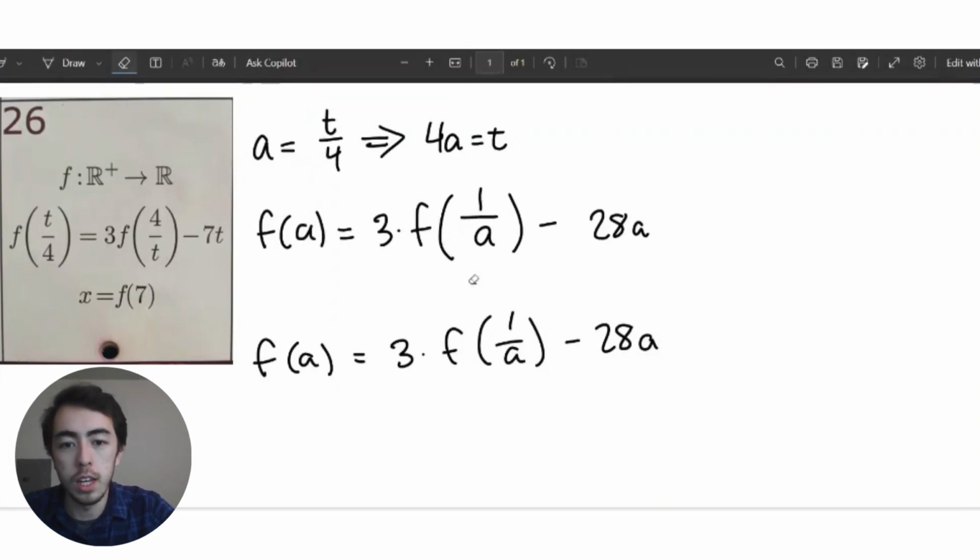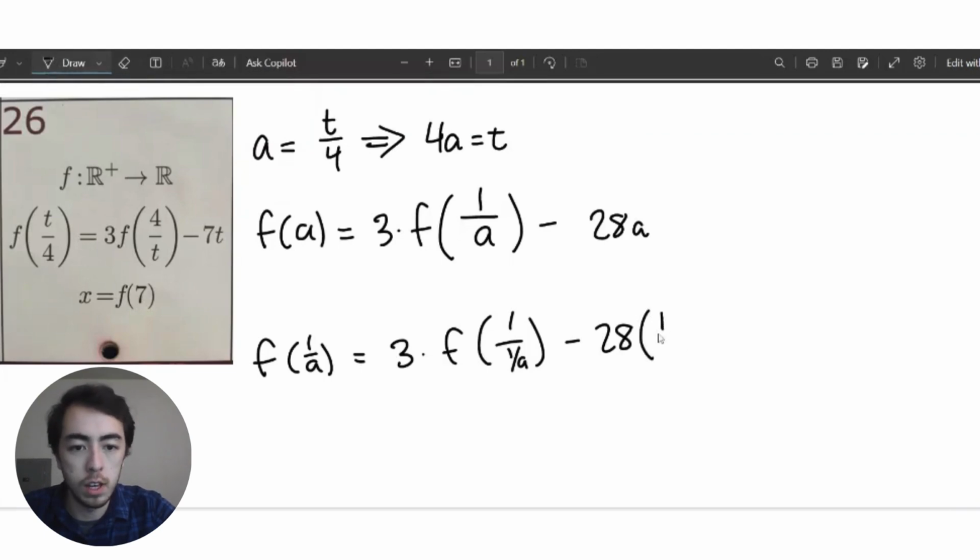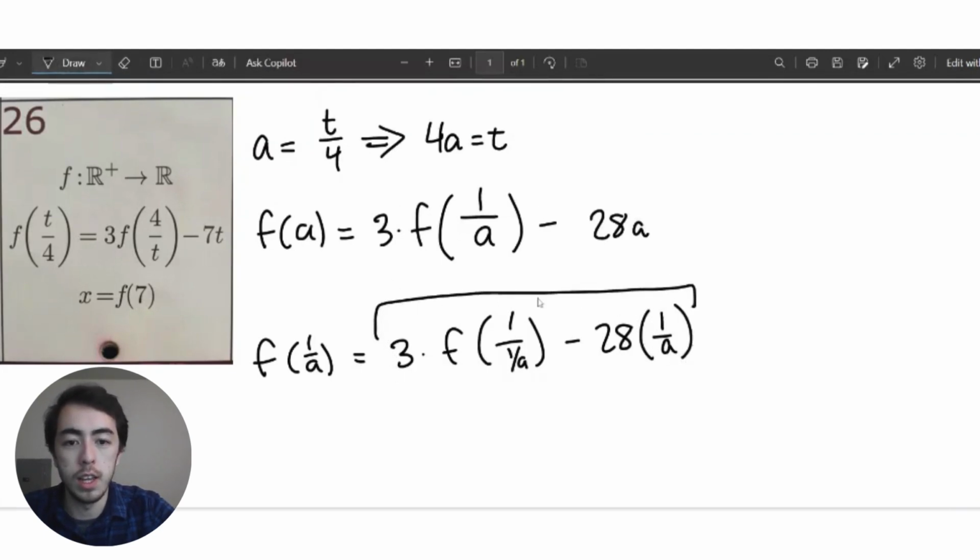And then if I instead replace this a with a 1 over a, the rules of function notation say that every time I see another a, it should be a 1 over a. And so every time I see an a, it should be a 1 over a. And so now I have some kind of expression that is the same as f of 1 over a.